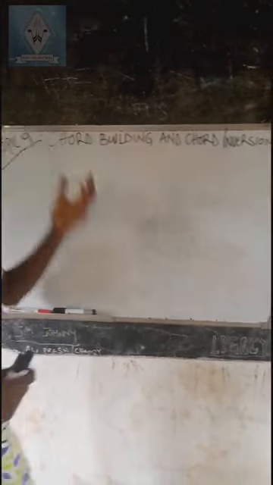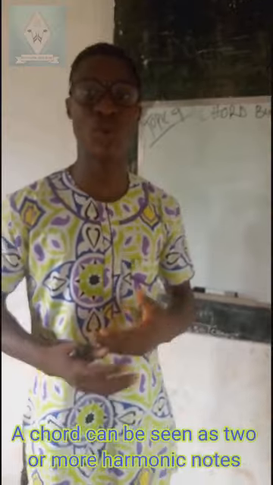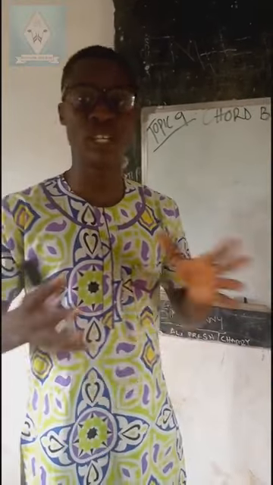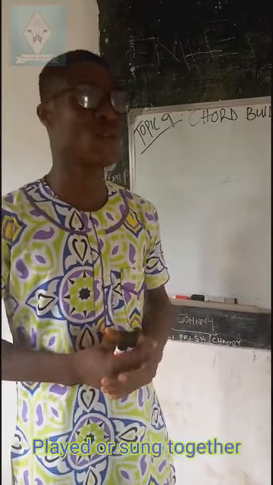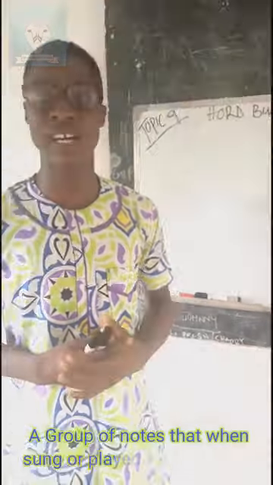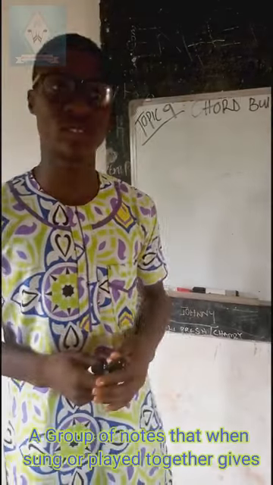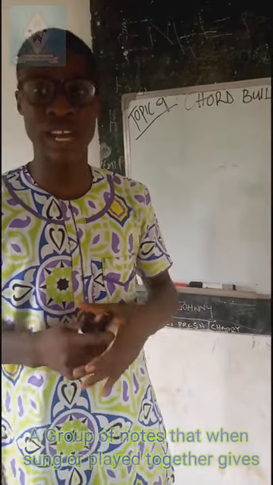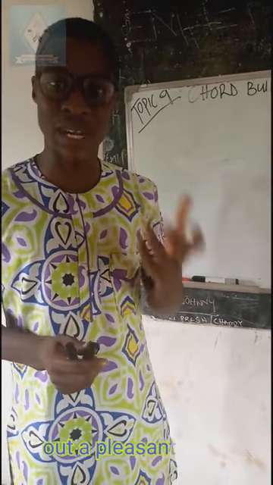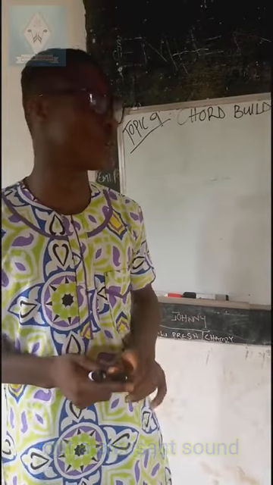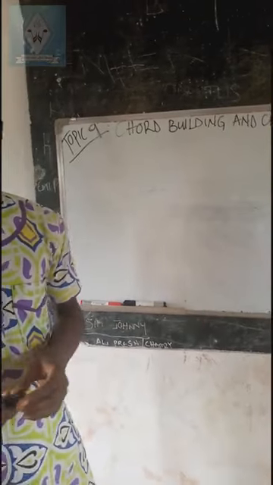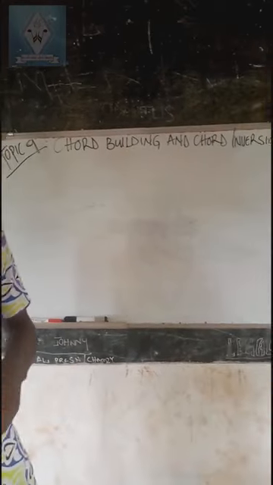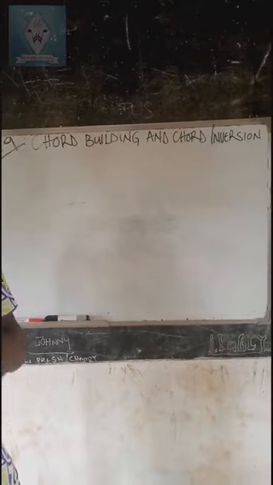Now, a chord can be seen as two or more harmonic notes played or sung together. Or a chord can still be defined as two or more notes that when played together give a pleasant sound. Now, a chord can be made of two notes, three notes, four notes, and so on.